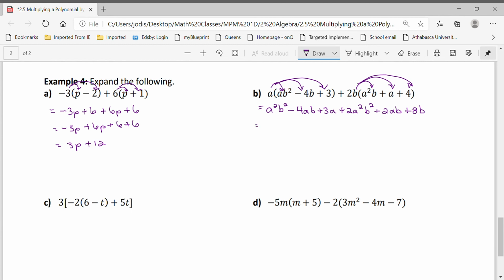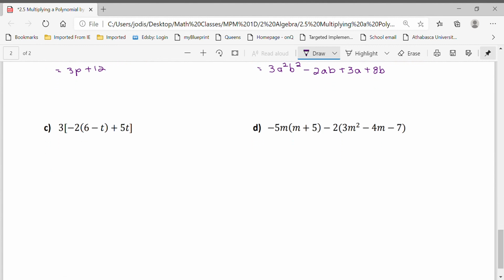Alright, so now we want to write this out in order here, collect our like terms. So I would do my a squared, b squareds first because they have higher exponents. Then I would do my ab's, then a's, then b's. Alright, so here we've got 3a squared b squared. Then we've got minus 2ab plus 3a plus 8b.